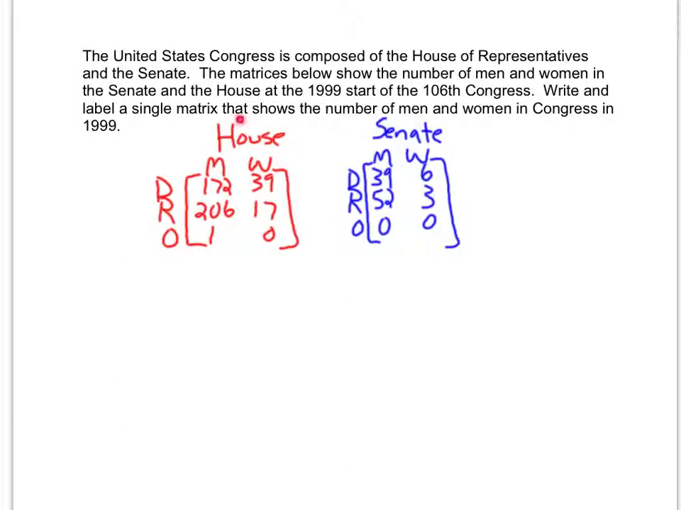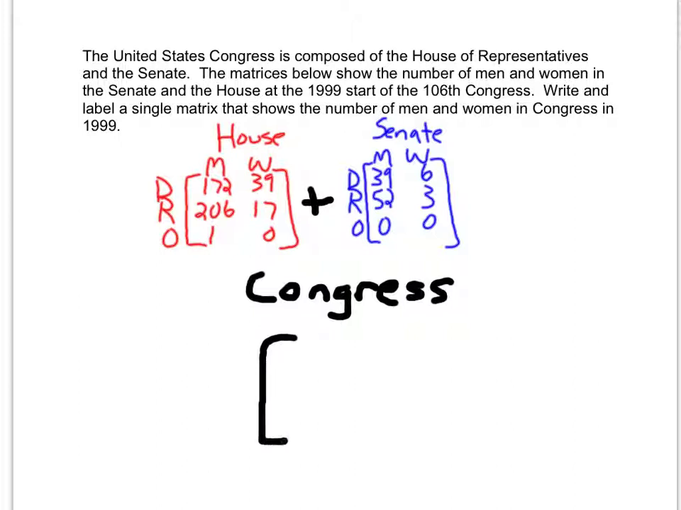So now I don't want to know the number of men and women in the House. I don't want to know the number of men and women in the Senate. I want to know the number of men and women in the Congress, which is the House and Senate combined together. Okay, it means I'm combining them together. What I'm going to do is add these two matrices and make a new one for Congress. Okay, and in my Congress matrix, I'm still going to have men and women, and I'm still going to have Democrats, Republicans, and others.